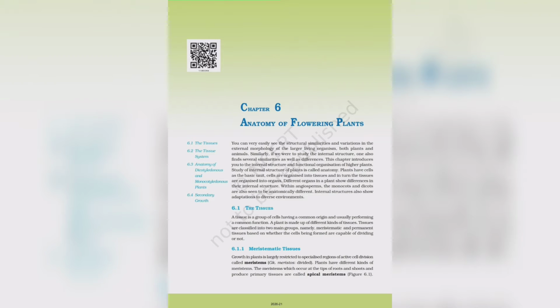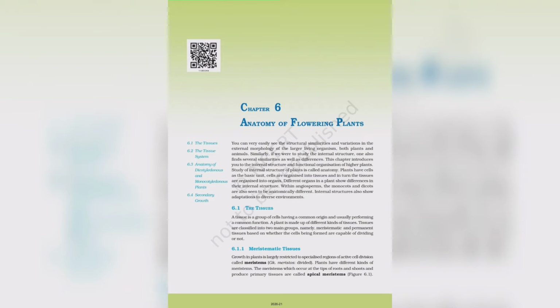Study of internal structure of plants is called anatomy. Plants have cell as the basic unit. Cells are organized into tissues and in turn the tissues are organized into organs. Different organs in plants show differences in their internal structure. Within an angiosperm, the monocot and dicot are also seen to be very anatomically different. Internal structure also shows adaptation to diverse environments.